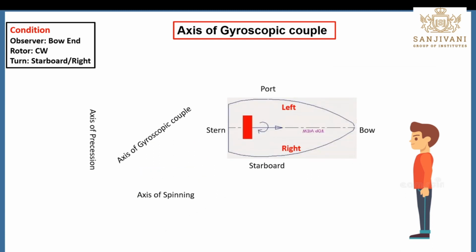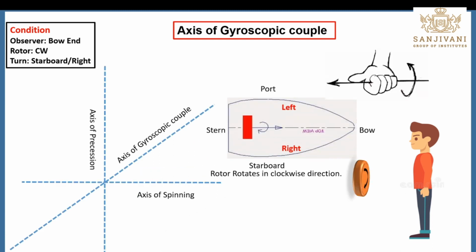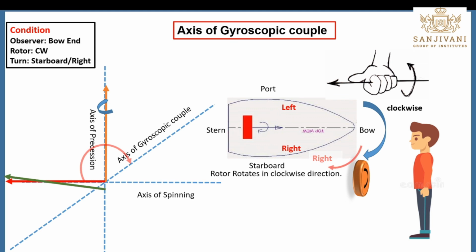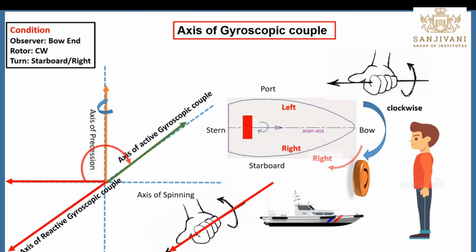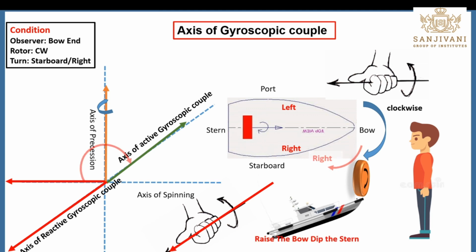In the same way, you can find out when the rotor rotates in the clockwise direction when viewed from the bow end, and the ship is taking the turn towards the starboard side. This is the active gyroscopic couple. The ultimate effect, if you consider this direction of rotation, which is anti-clockwise, is raise the bow, dip the stern, the ultimate gyroscopic effect for this condition.